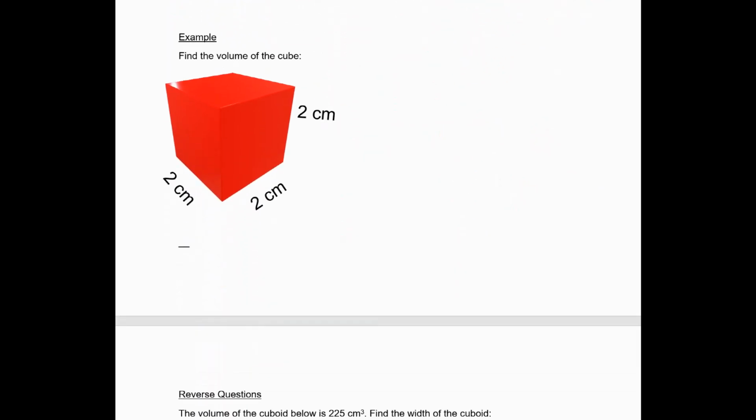You might need to find the volume of a cube. It's very similar. All I need to do here is identify that the length, width, and height are all the same. So the volume is going to be 2 times 2 times 2, which we should know is 8 centimeters cubed. This is just the same as 2 cubed. Remember, when we looked at cube numbers, 2 cubed is 8.